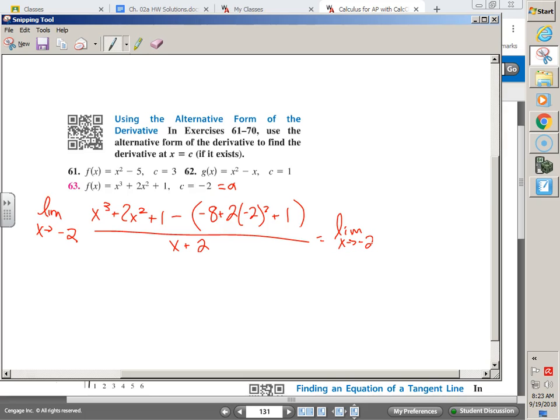And if you ever didn't get 0 over 0, keep going with a definition of derivative. Can I say that? Yeah, you will have plugged it in wrong. That's something to keep in mind. But we have x cubed plus 2x squared plus 1 minus 4. 4 and 2 is 8, so we have -8 plus 8 plus 1. Those cancel. I just get 1.